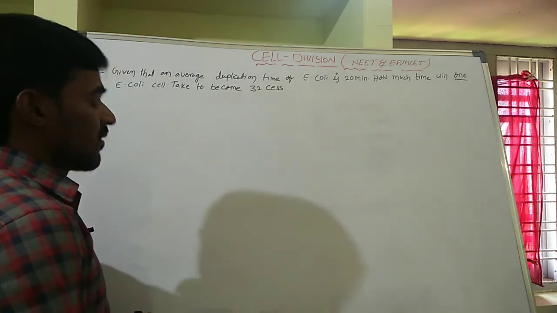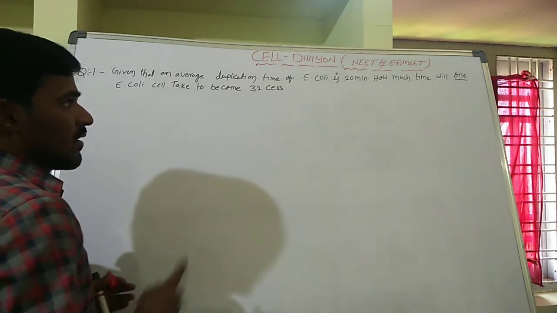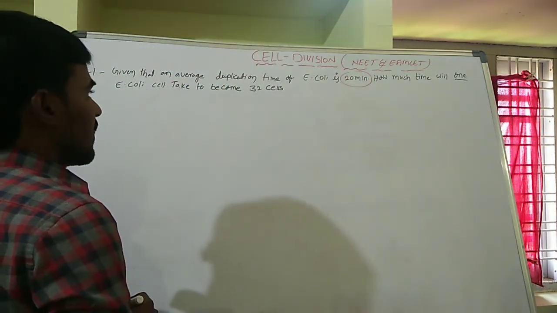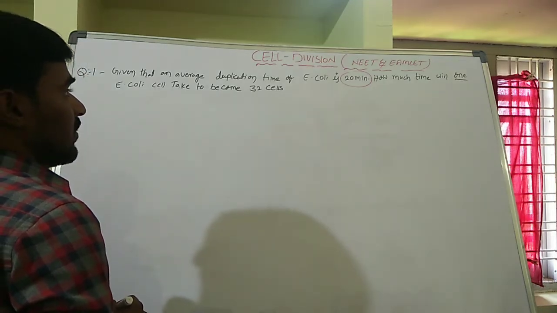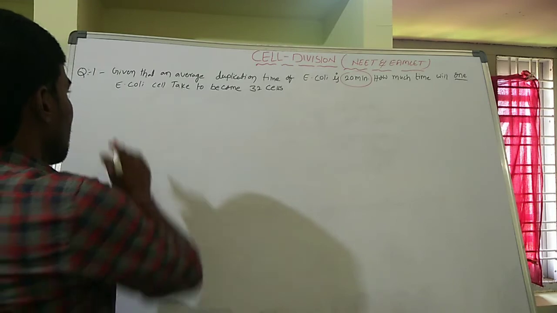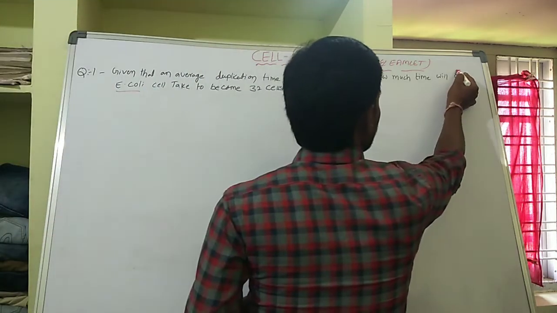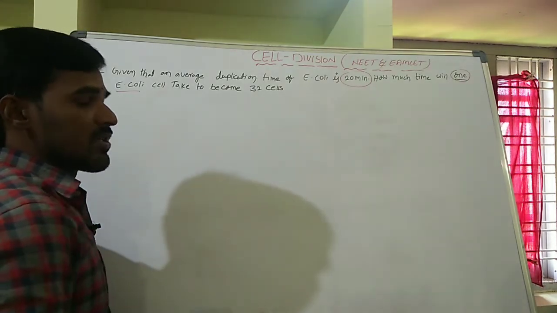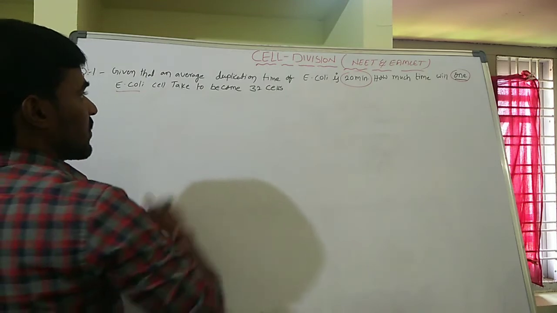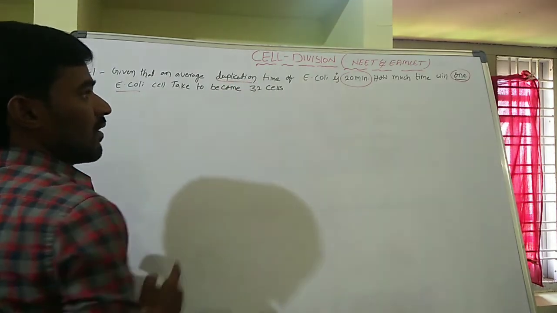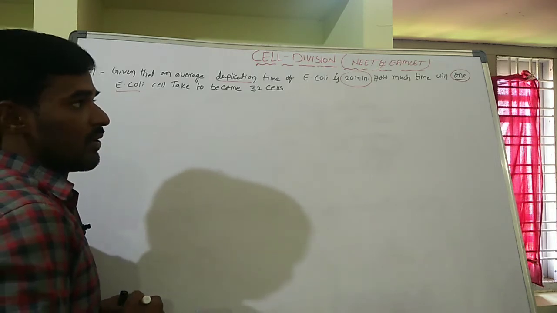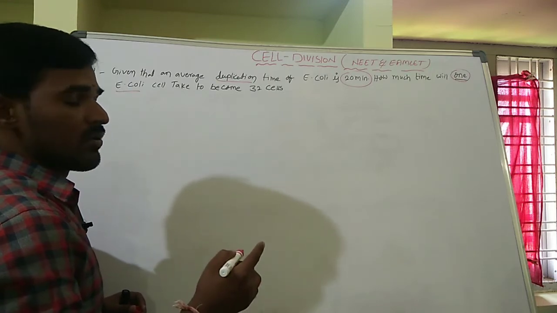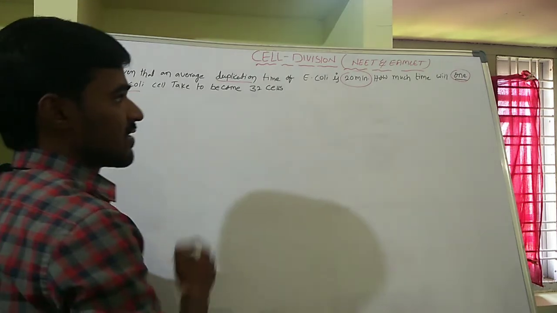In this question, we have to observe two points. The first point is the time. The second point is how many E. coli cells take to become 32 cells. Here, one E. coli cell. Here, 20 minutes is the time for one duplication. For one duplication, one E. coli will take 20 minutes. If one E. coli cell, how much time does it take to become 32 cells? This is the question.